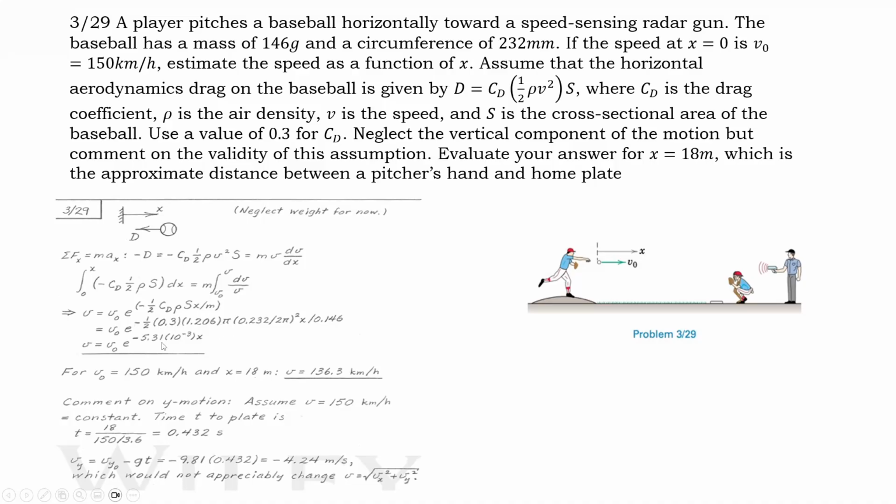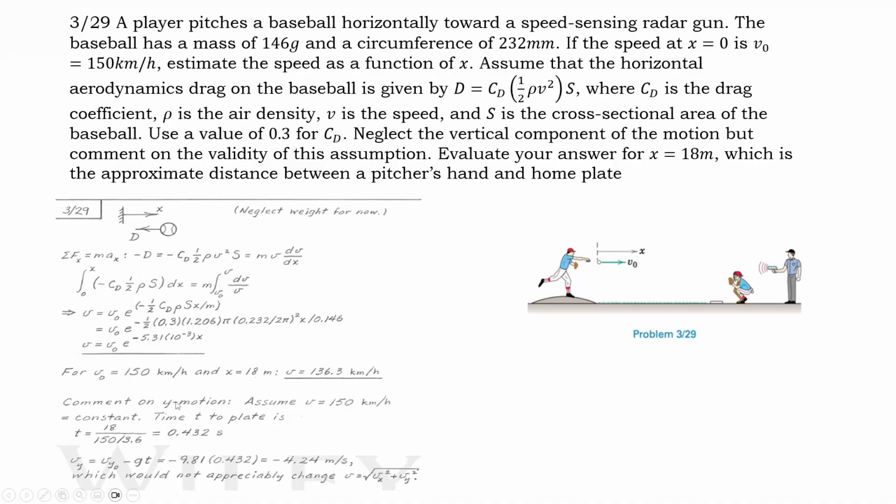So, and then instead of x, sorry, we have the v0, and instead of x we will put 18 meters. We will find the velocity v, because this velocity is a function of v0 and x.